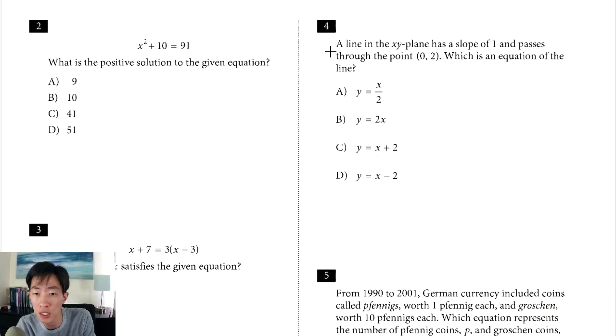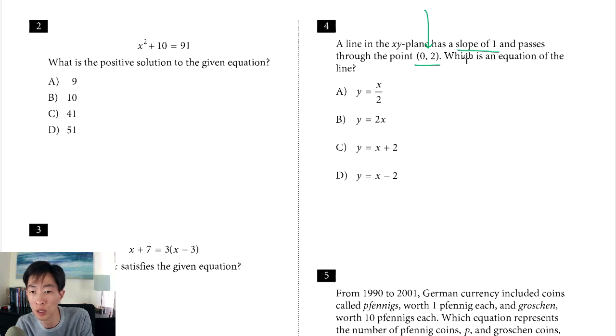Question 4. A line in the xy plane has a slope of 1 and passes through the point 0, 2. Which is an equation of the line? So you could do this in a very general way, which is using point-slope method, because we know we have a point and a slope. This problem is actually easier than that because the particular point that they give us is the y-intercept. Because when x is 0, that means that's the point on the line where it crosses the y-axis.